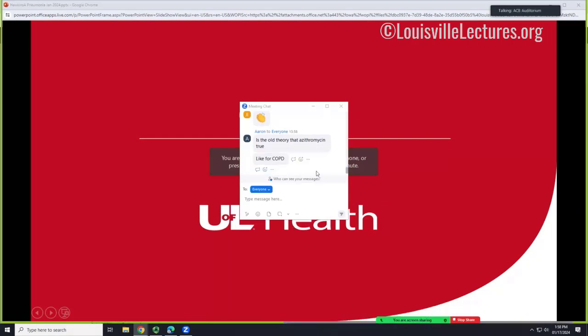Okay. Is the old theory that azithromycin is anti-inflammatory true? I'm assuming this is referring to inflammatory effects. Yeah, okay, perfect. Yes, azithromycin does have some level of anti-inflammatory effects, so does doxycycline. So if you're trying to figure out which one you want to use for that, sure.